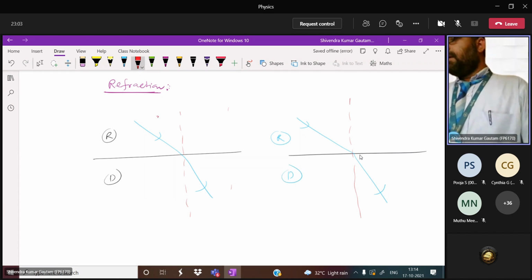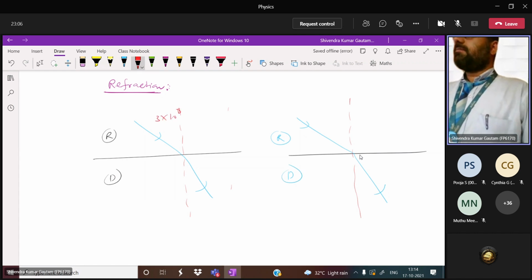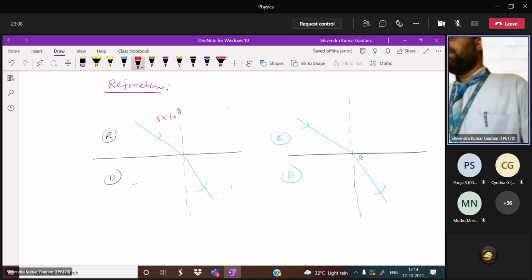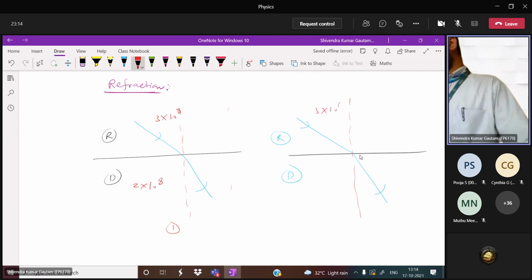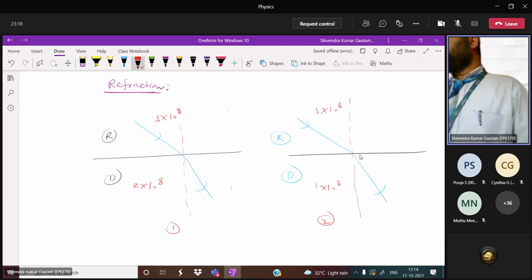In the first diagram, here the speed of light is 3 into 10 power 8, and here the speed of light is 2 into 10 power 8. In the second diagram, here the speed of light is 3 into 10 power 8, and here the speed of light is 1 into 10 power 8. Now tell me, in which diagram is more refraction taking place?